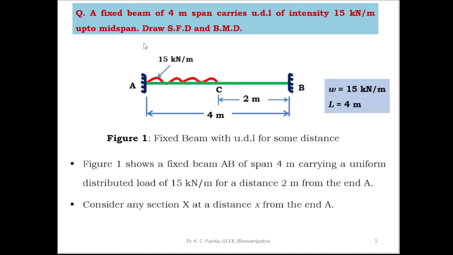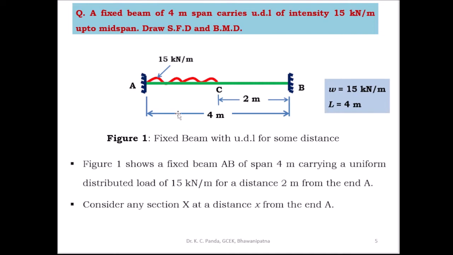Then coming to the first question. A fixed beam of 4 meter span carries a UDL of intensity 15 kN per meter up to mid span. Draw the SFD and BFD. Here this is the fixed beam, the span is given as 4 meters, and the load is 15 kilonewton per meter up to a distance of 2 meters. W is equal to 15 kilonewton per meter and L is equal to 4 meters.